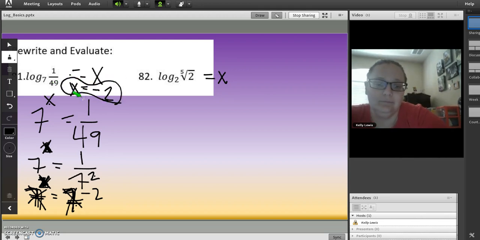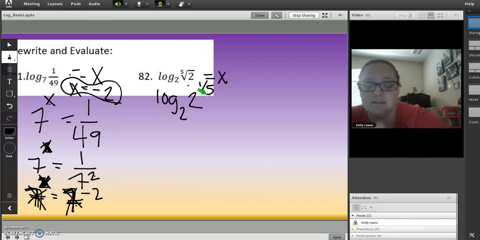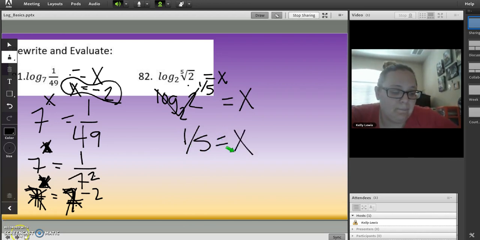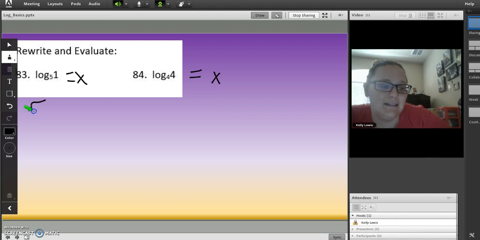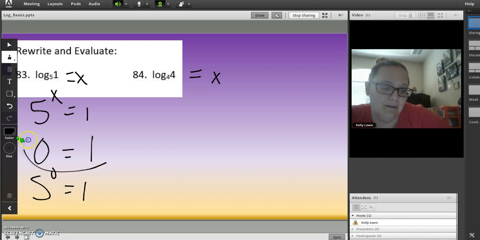Over here, this is the same as saying log base 2 of 2 to the 1/5. Just like square root is the same as 1/2 power, third root is the same as 1/3 power, fourth root is the same as 1/4 power, so fifth root is the same as 1/5 power. Equals x. Those cancel, so I get 1/5 equals x. Let's go equals x. This says 5 to some power is 1. And the rule of exponents says any number to the 0 power is always 1. So 5 to the 0 power is 1. So x is 0.